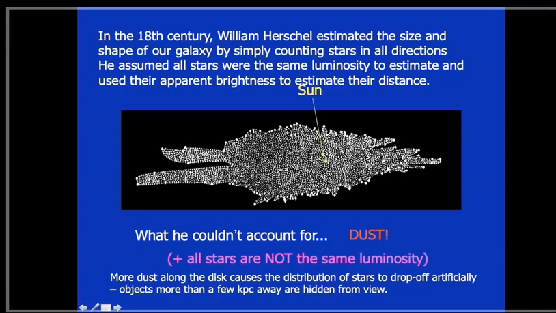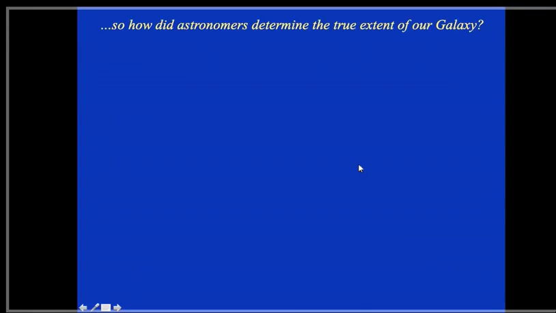Simply because he couldn't see them, were blocked out. So how did astronomers determine how big the galaxy actually is?